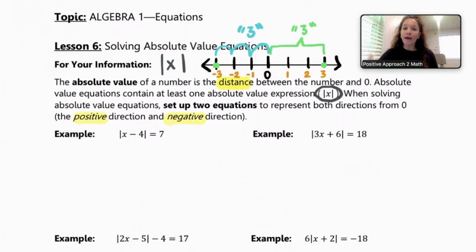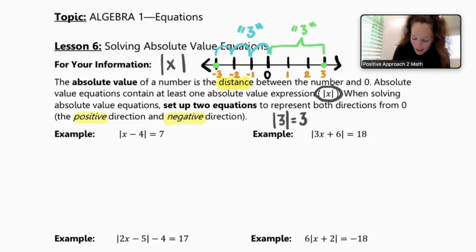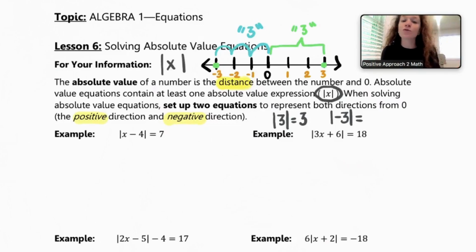So the reason why we have to account for both of those directions is because, I'm going to give you a little model here. If I have the absolute value of 3, that's equal to 3, right? You take what's on the inside and you make it positive. And same thing goes for negative 3. If you have the absolute value of negative 3, that answer ends up being positive 3.